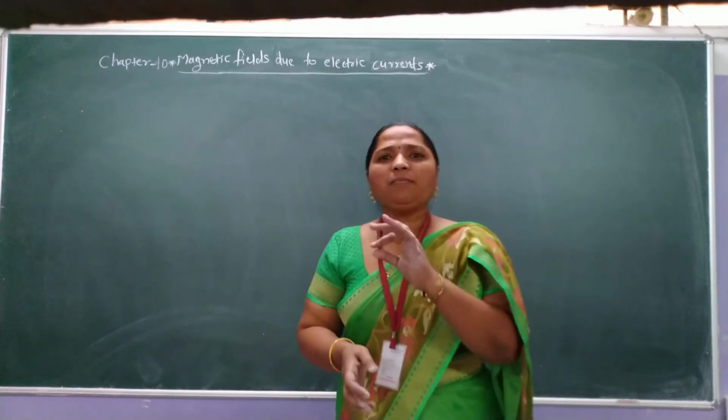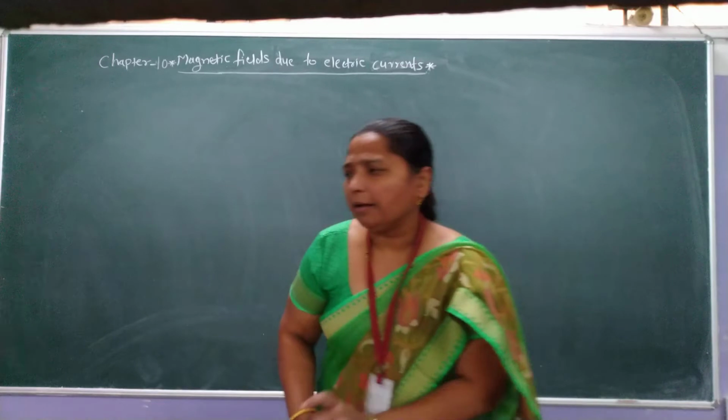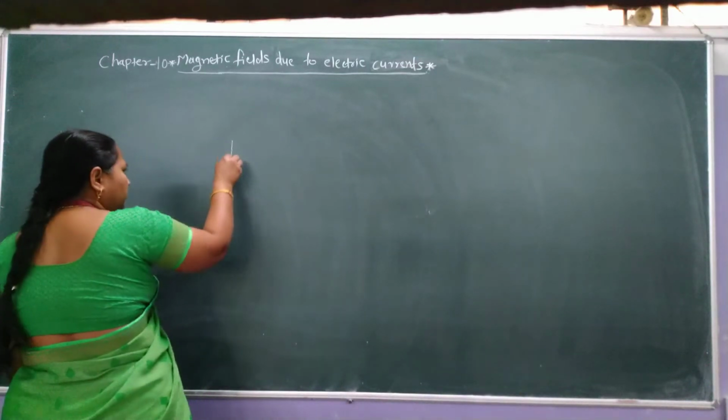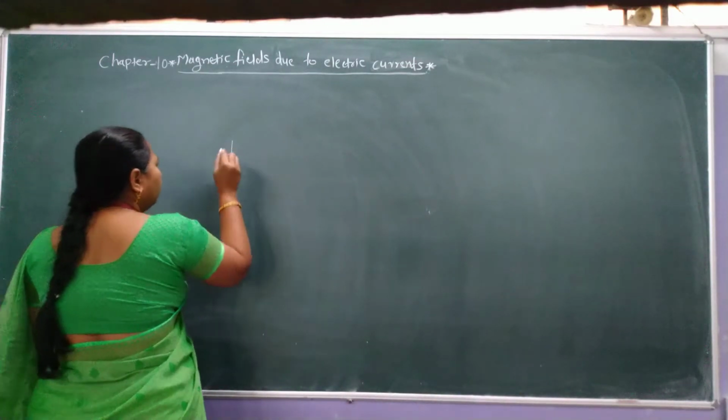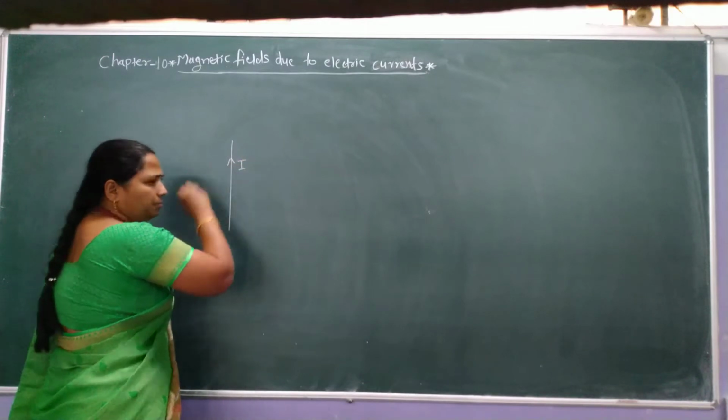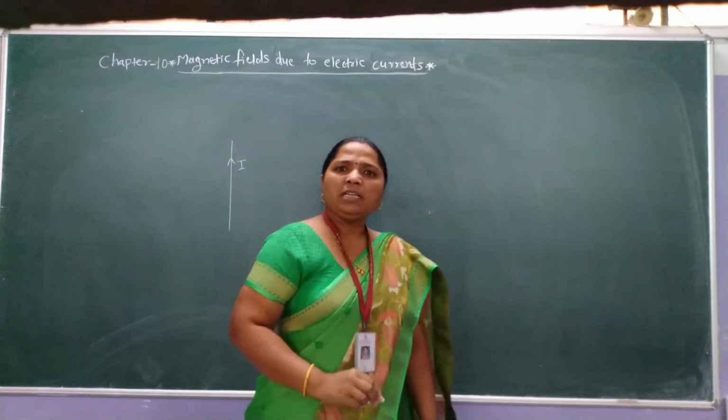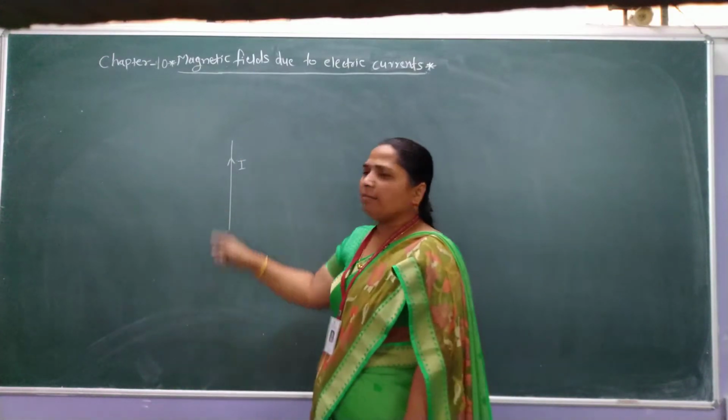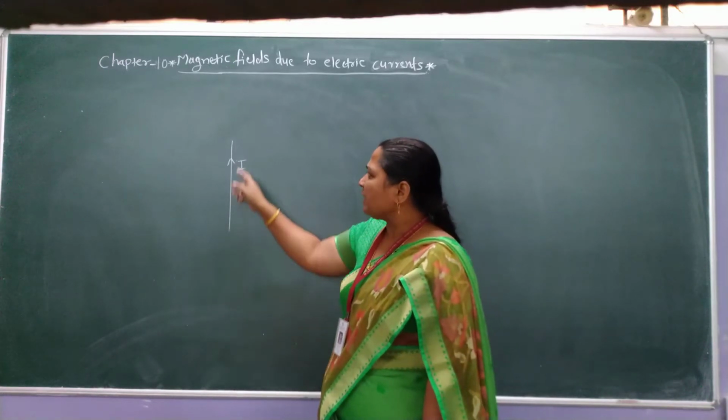When electric current passes through a conductor, consider a long straight wire carrying a current I through it. Consider a conducting wire and the current passing through it is I.